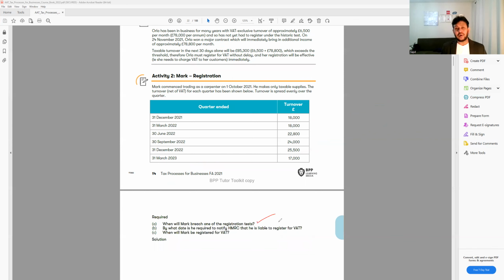Either the future test or the historic test. By what date is he required to notify HMRC? That means the next 30 days after he reached the threshold. When will Mark be registered for VAT? So once the 30-day period is finished, he needs to register for VAT. So this is the story of each quarter. So do some workings and tell me what you think. I'll give you 5 minutes.